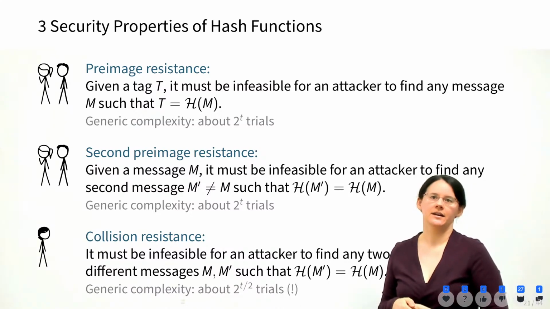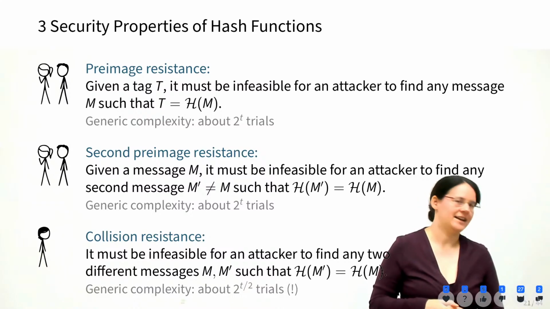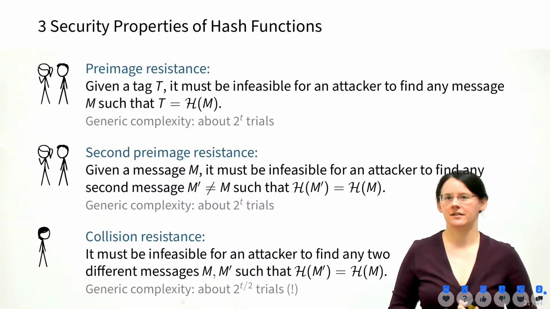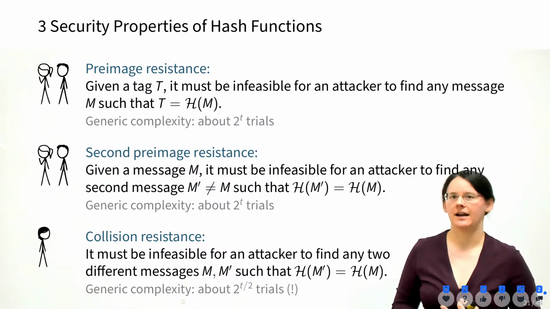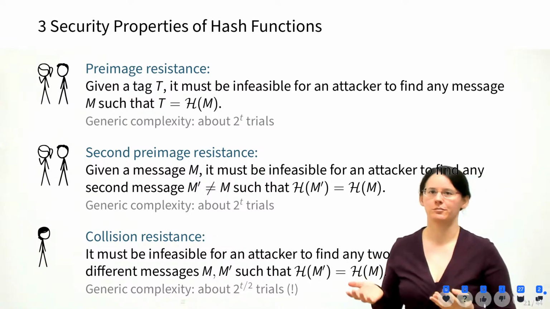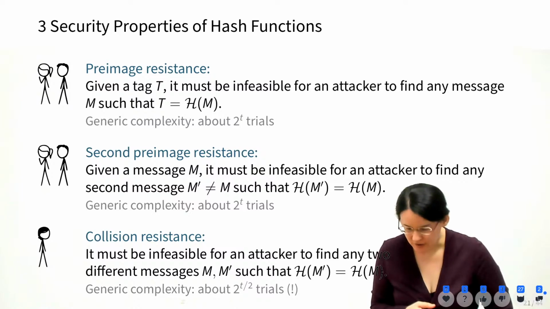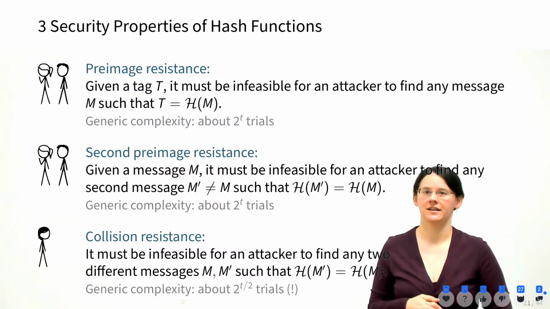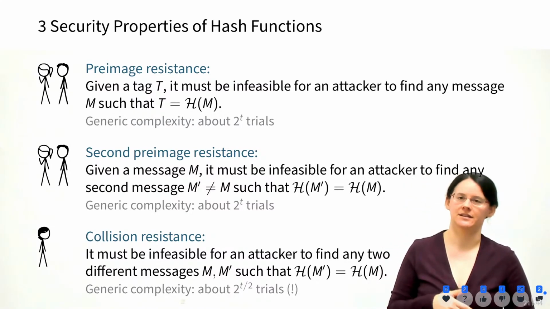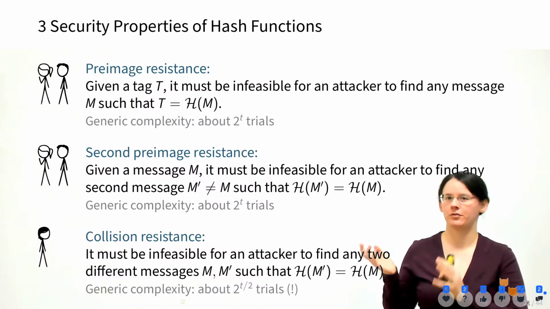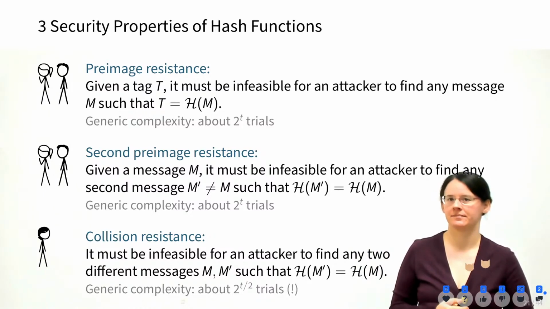That means if a tag is given, for example, it has been sent over a secure channel, then for anybody else, it must be infeasible, which means not practically possible, for the attacker to find any message that produces this hashtag or this value. So if you are given the output, it's impossible to find a suitable input.